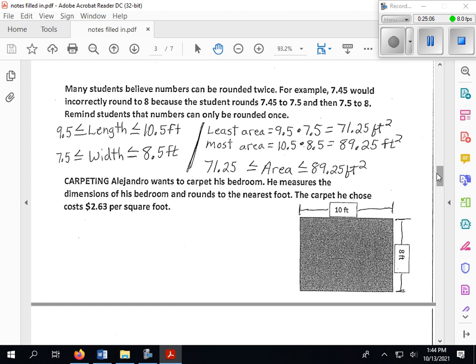His width, he measured the width at 8 feet. So what's it got to be between? 7.5 and 8.5. How do you find the area of his room? What shape is it? Really? So what's the area, what's the formula for area of a rectangle?